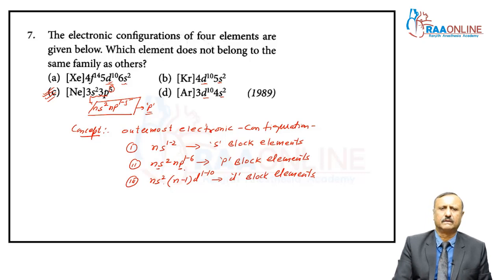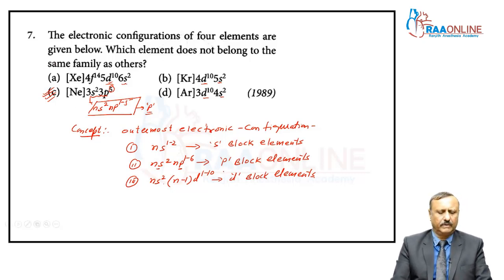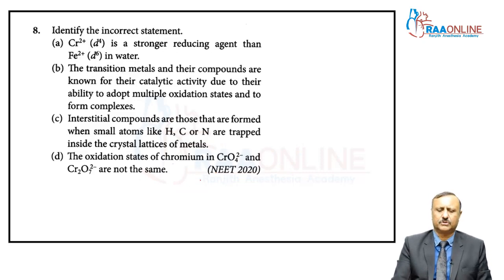Question number 7. Question is that the electronic configuration of 4 elements are given below, which element does not belong to the same family as the others. So, my dear students, you can go to the question number 7, option C. Now, my dear students, we can discuss the question number 8. Here, my dear students, identify the incorrect statement.